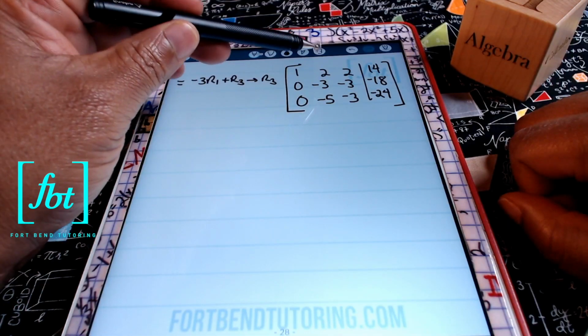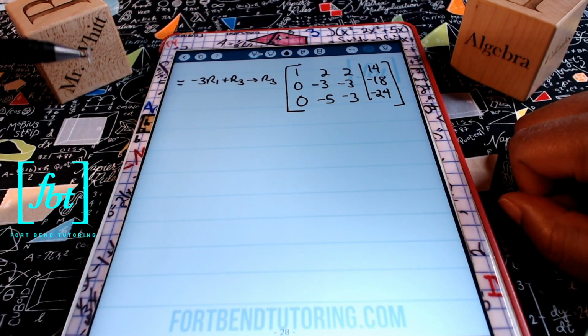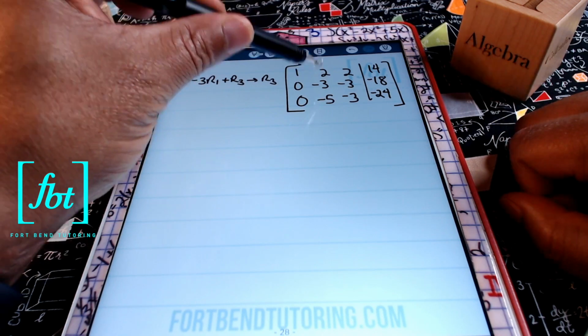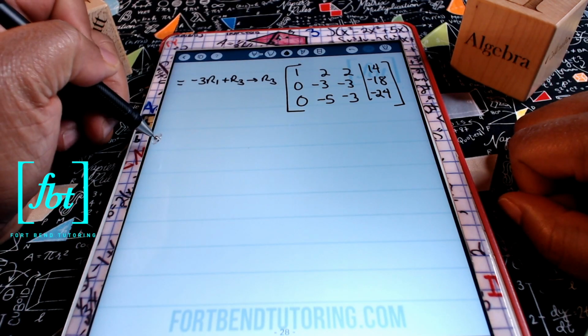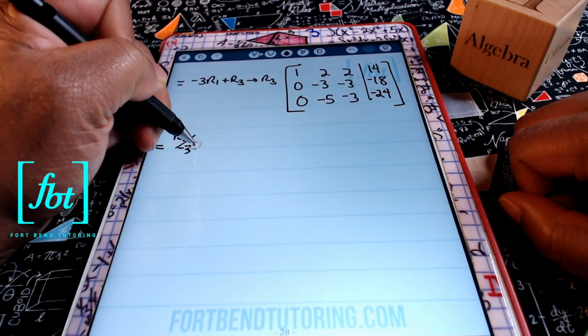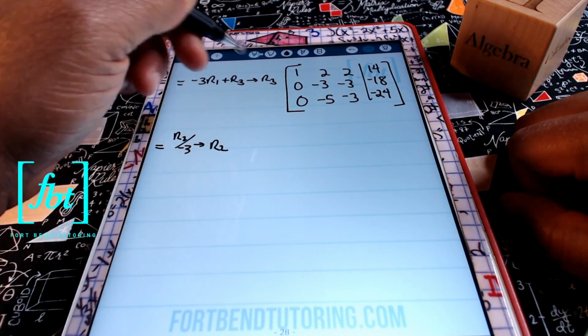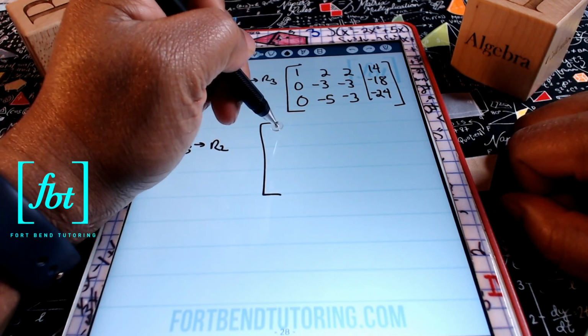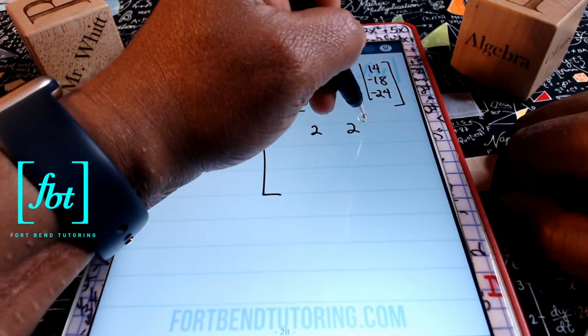And now I want to get a 1 in the element in the second row, second column, aka where this -3 is in the middle. I can do that by dividing row 2 by -3, putting the result in row 2. That means that the first row and the third row will go unchanged.